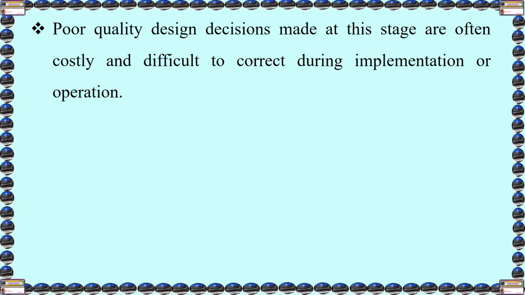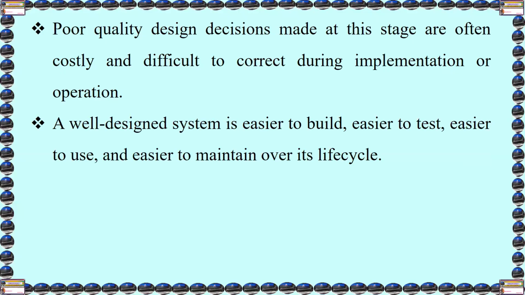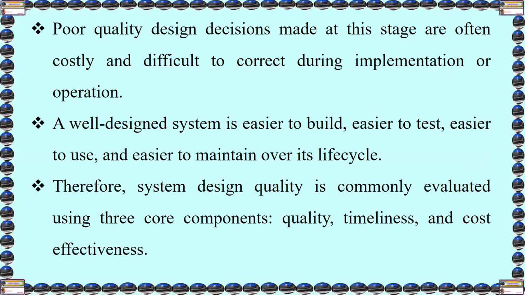Poor quality design decisions made at this stage, on the other hand, are often costly and difficult to correct during implementation or operation. A well-designed system is easier to build, easier to test, easier to use, and easier to maintain over its life cycle. Therefore, system design quality is commonly evaluated using three core components, which are quality, timeliness, and cost effectiveness.